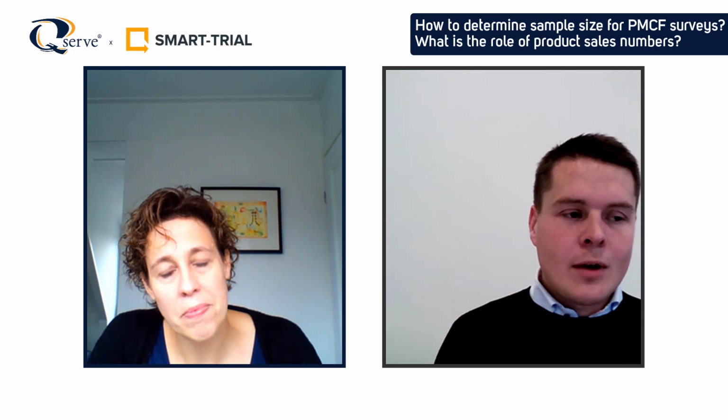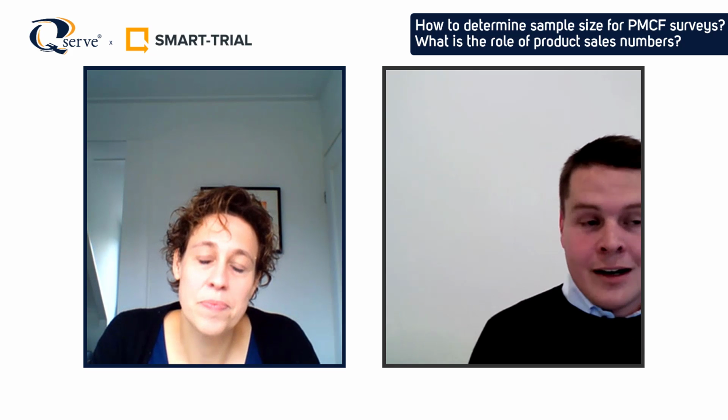So the product sales numbers definitely play a role, because if you calculate a sample size, say we need 200 cases, but there's only 10 per year, well, you will never be done. You can never get this data that you need. So I guess that's one part of the equation, that you also need to be realistic if it's possible to actually do a good sample size calculation.